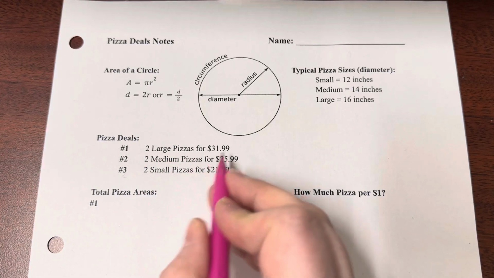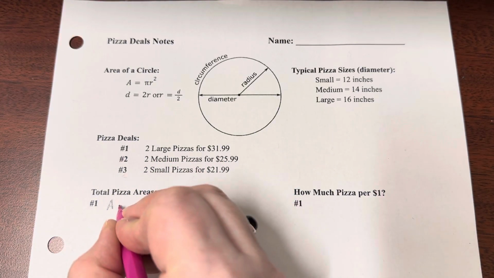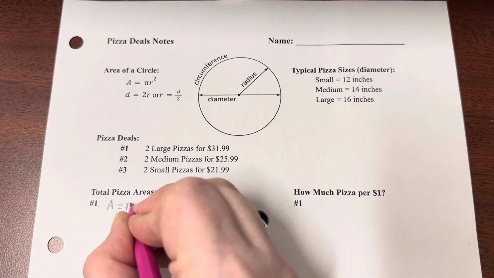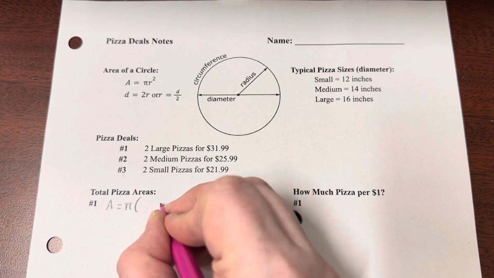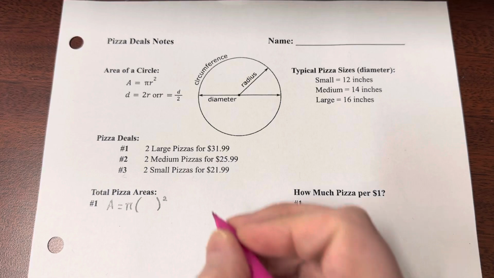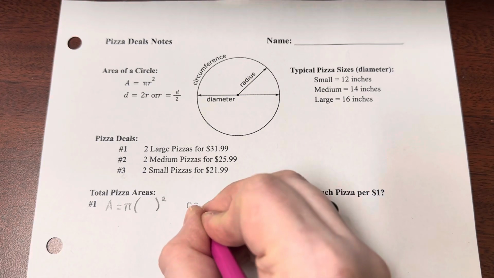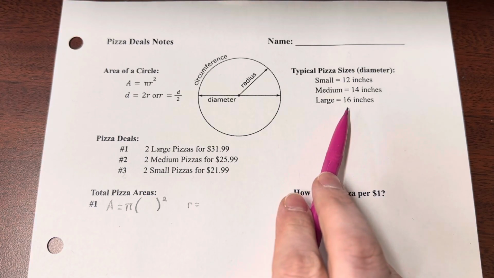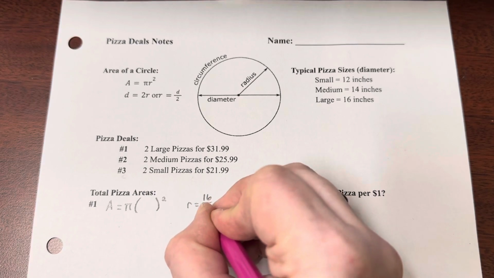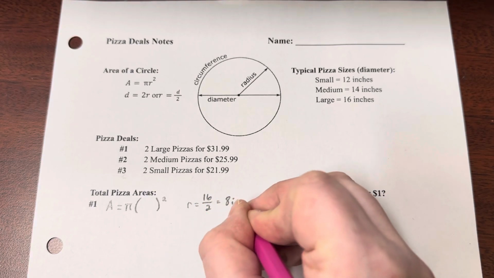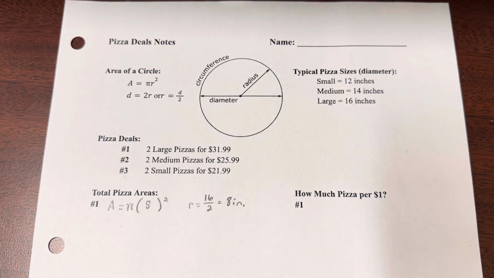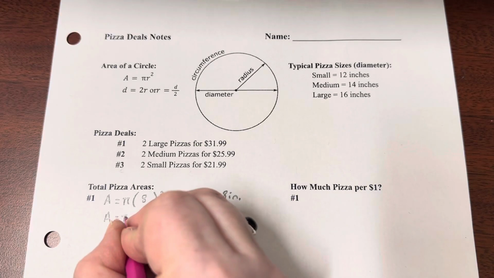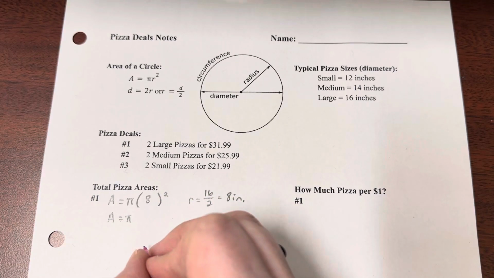So for the 2 large pizzas, let's go with finding the area for 1 pizza first. So area is equal to pi times whatever my radius happens to be, squared. Now, radius is my diameter divided by 2. The large pizzas we're identifying as about 16 inches, so I need to take 16 divided by 2, which gives me 8 inches for my radius. So I'm going to put 8 in my parentheses here. So the area of a single pizza is going to be pi times 8 squared, which is about 64.